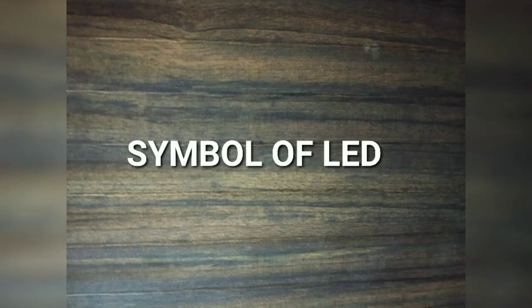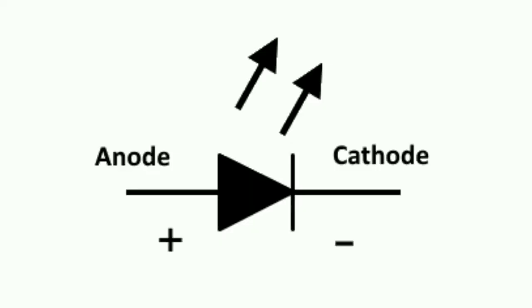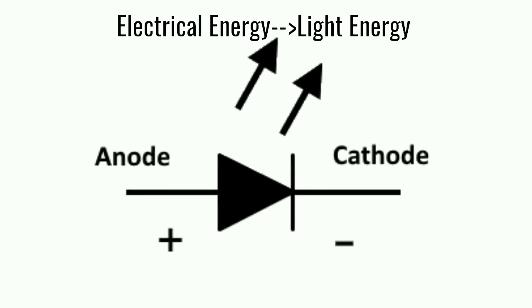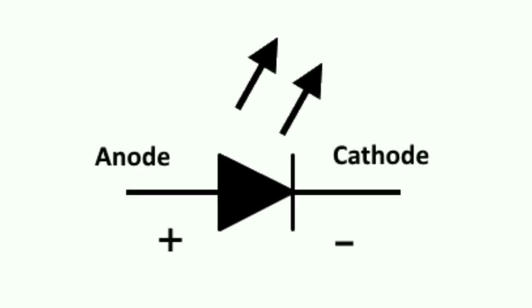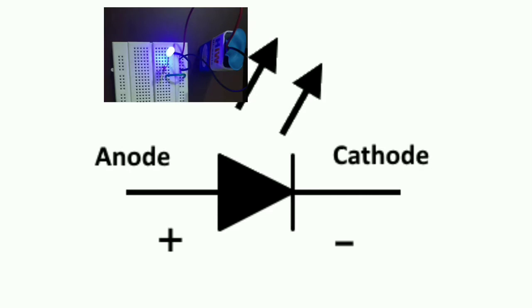Now let's talk about symbol of LED. If you look at the symbol, you will notice there is a triangle and then there are small vertical arrows. Small arrows show LED converts electrical energy into light energy. As the name suggests, it's a diode. LED will glow only if positive voltage is given to the anode and negative is given to the cathode. This means current should enter from positive side.